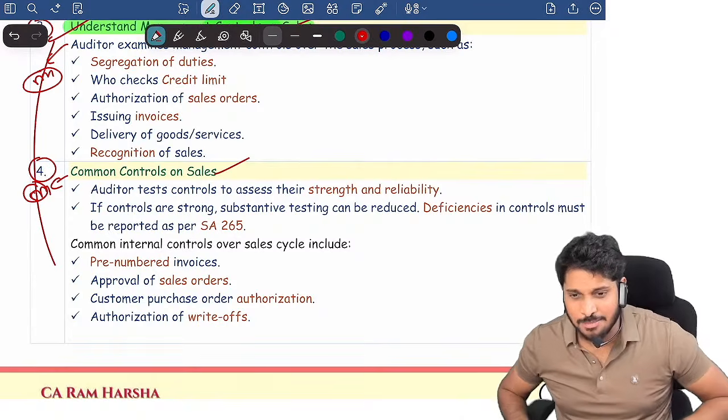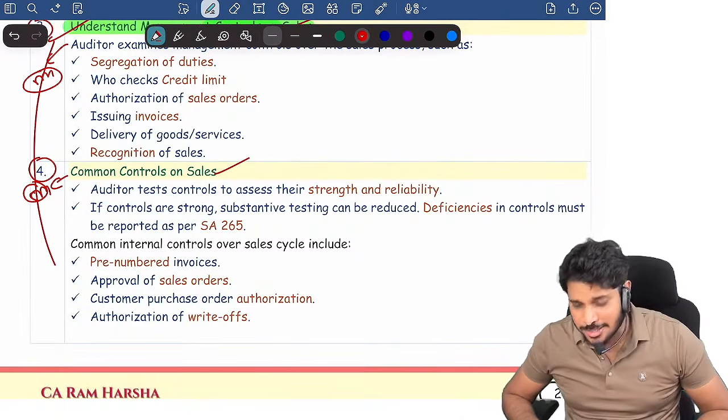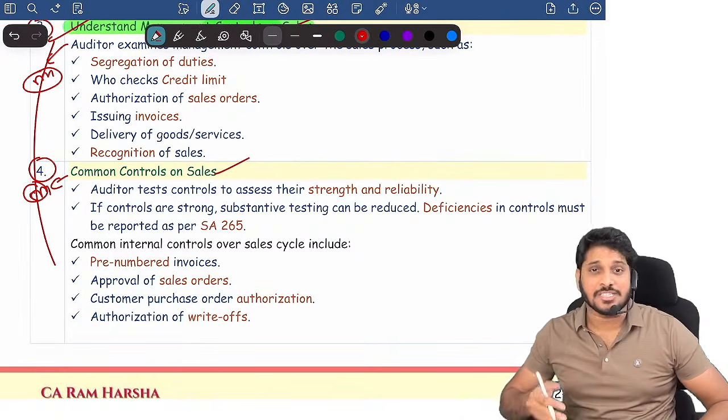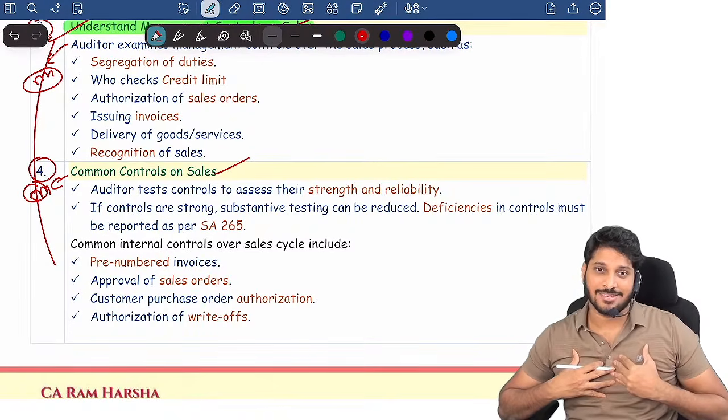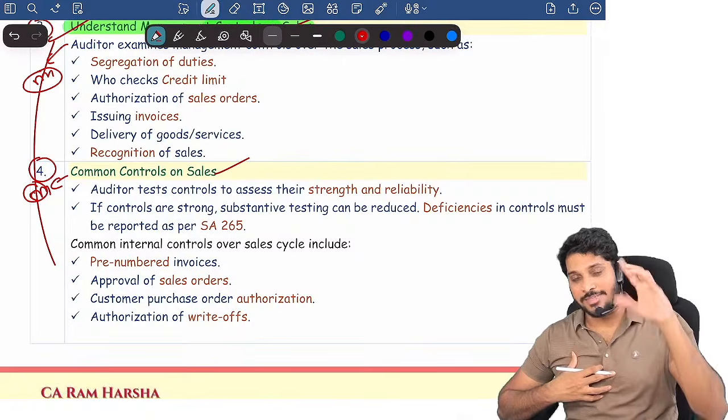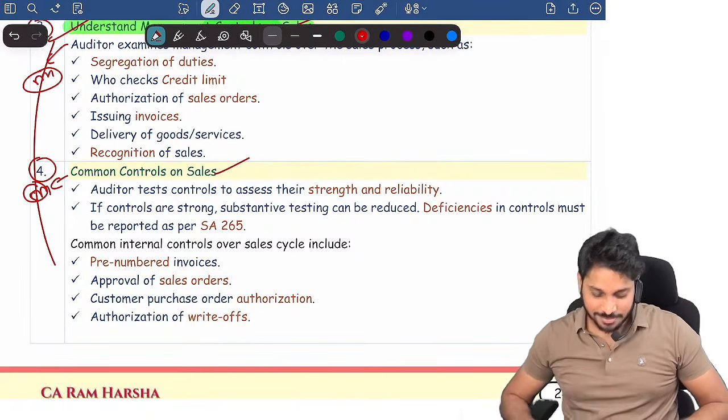Somebody is asking, sir, a 10 minute break before balance sheet. Yes, before balance sheet audit, after I finish sales, I will give a break. May not be for you, but for me, I need a break. So we'll take 10 to 15 minutes' break and then continue with balance sheet items.